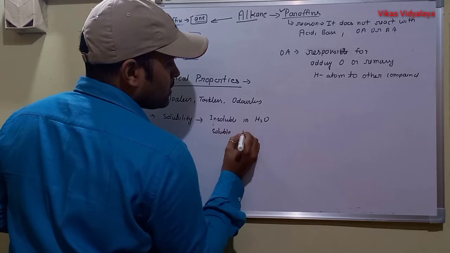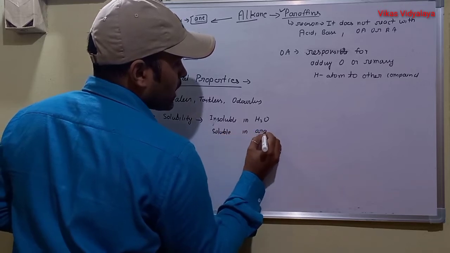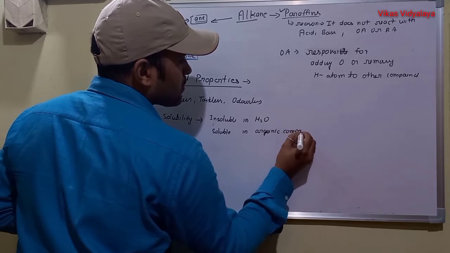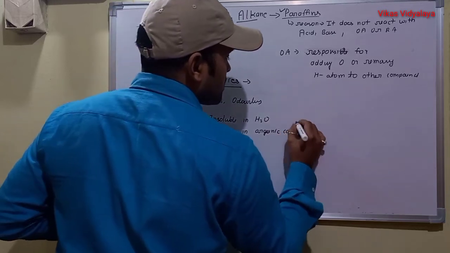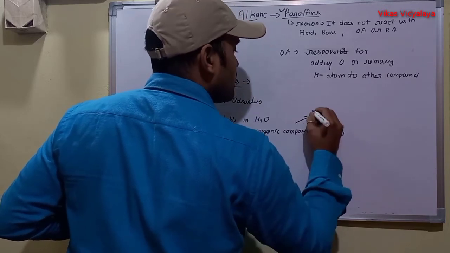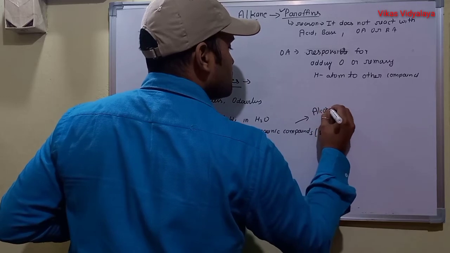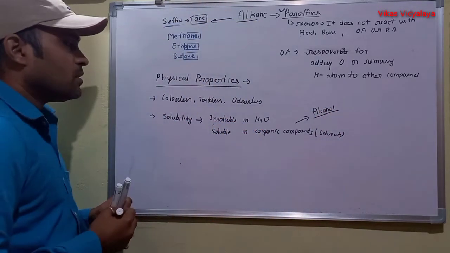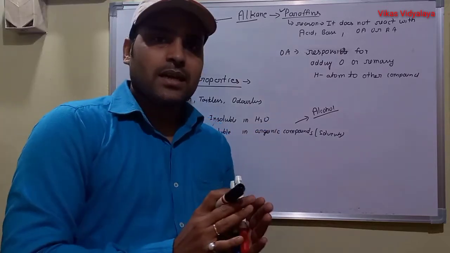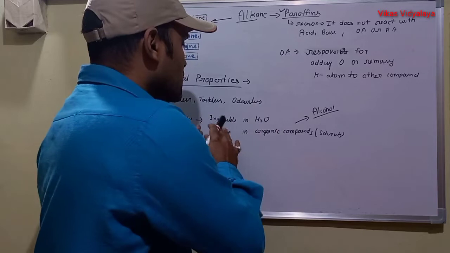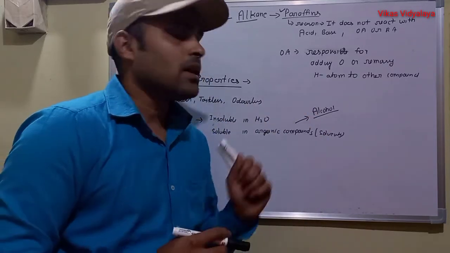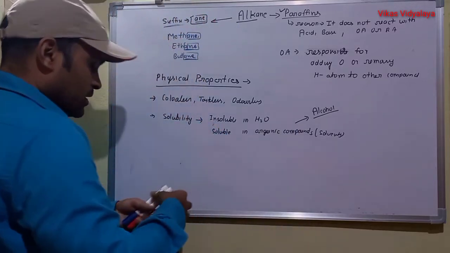but it is soluble in organic compounds or solvents like alcohol. This is the solubility. Generally the alkane is not soluble in H2O, but it is soluble in organic solvents like alcohol, benzene or other solvents.